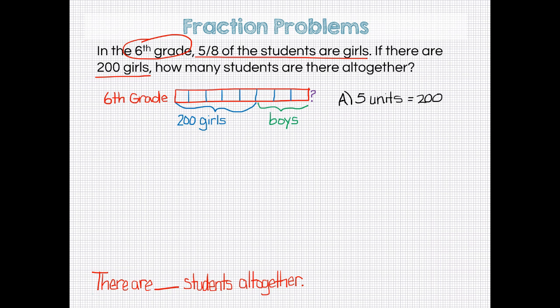The problem also tells us that there are 200 girls. If 5 units equals 200, that means that 1 unit equals 200 divided by 5, which is 40. So each of these pieces represents 40 students. Since we want to know how many students there are altogether, we will multiply 40 times 8 pieces to find that there are 320 students altogether.